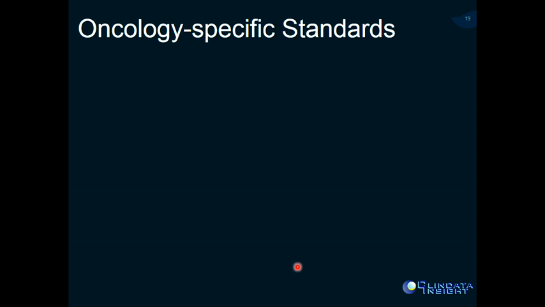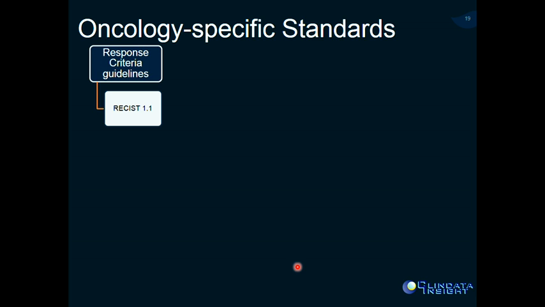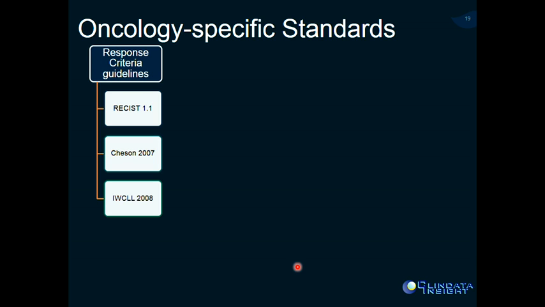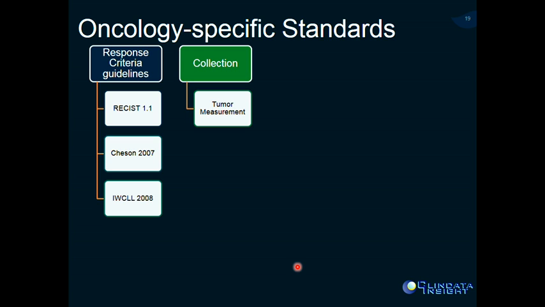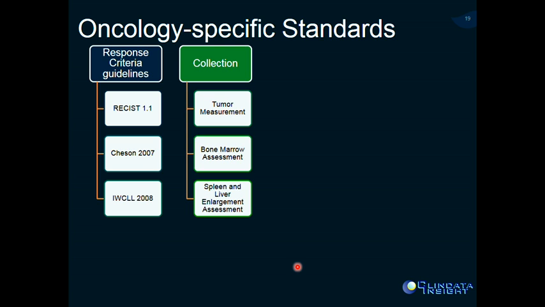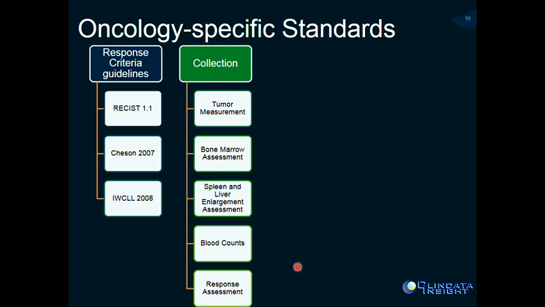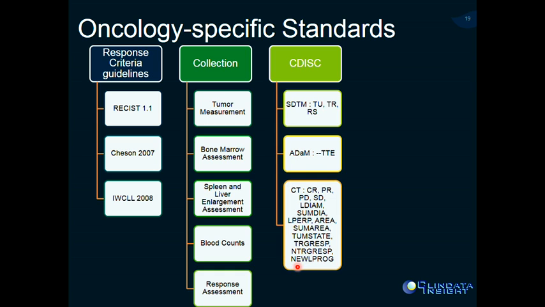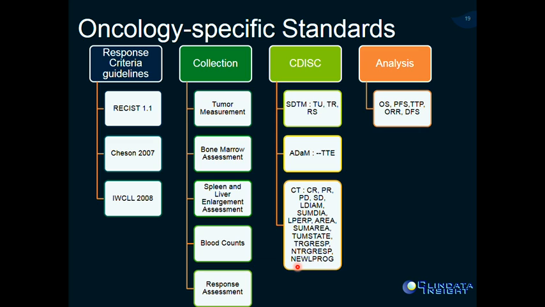We have discussed some oncology-specific standards. Let's go over them again. In response criteria guidelines, we have RECIST 1.1, CHESON 2007, and IWCLL 2008. For the collection, we have tumor measurement, bone marrow assessment, spleen and liver enlargement assessment, blood count, and response assessment. In CDISC, we have SDTM, ADaM, and control terminology as standards. For the analysis, we have overall survival, progression-free survival, time to progression, objective response rate, and disease-free survival as standards.